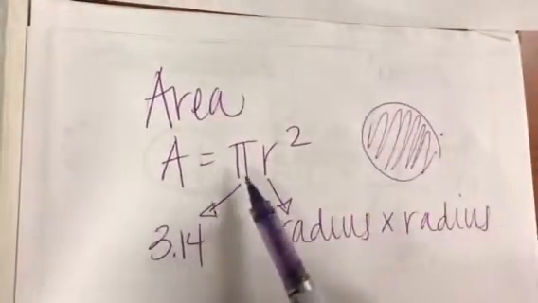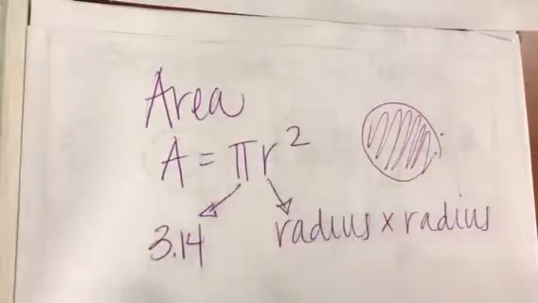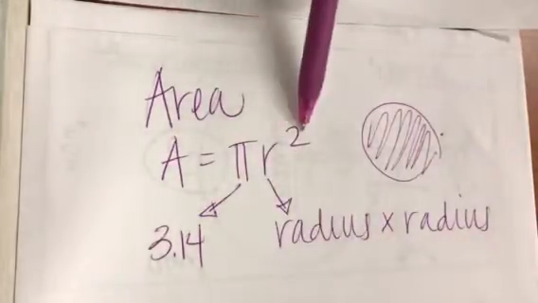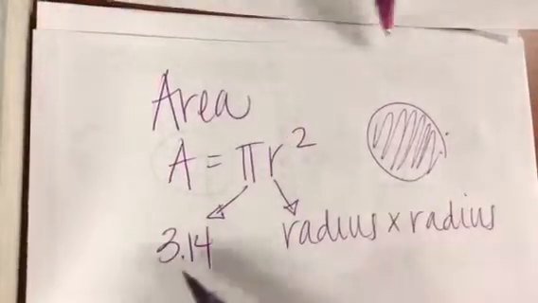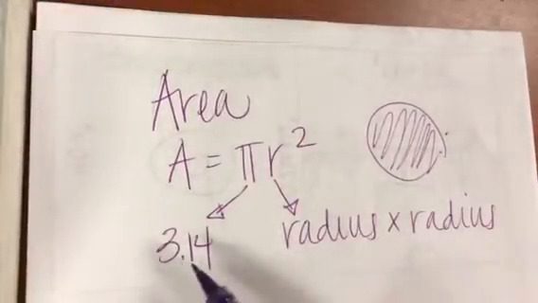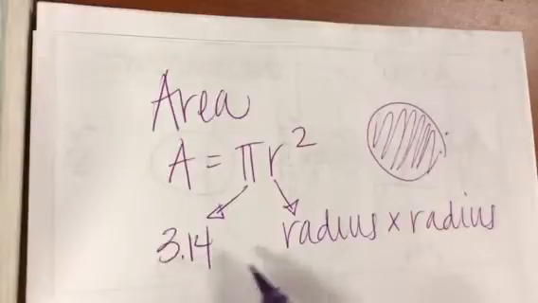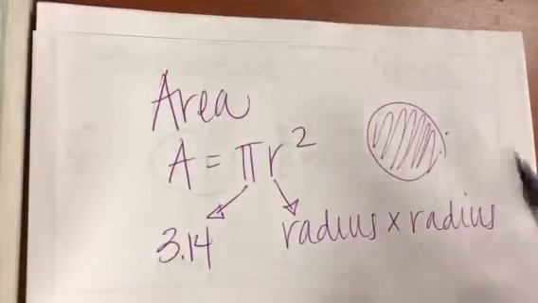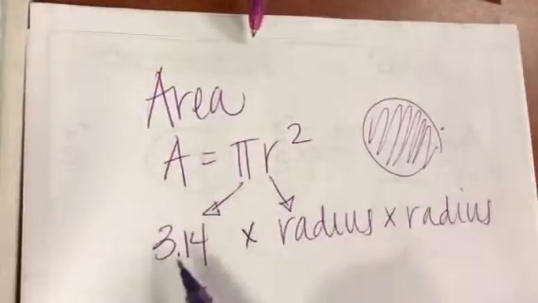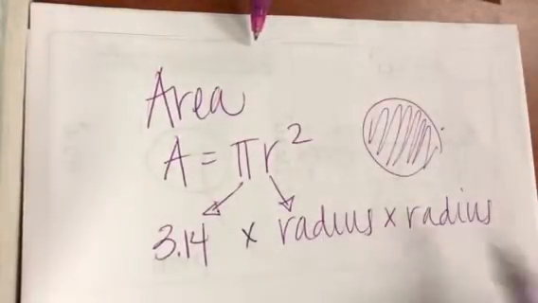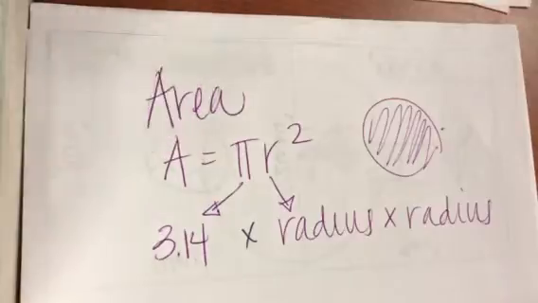Area is pi r squared. What does that little 2 mean? That's an exponent. It means r times r. Whatever value r is, you're going to multiply it by itself. So right here, Ms. Green has written out nicely for us 3.14 times radius times radius. I'm going to put a little multiplication symbol in there. That's all it's stating: pi times the radius times the radius will give you the area. Oh, that's pretty easy.